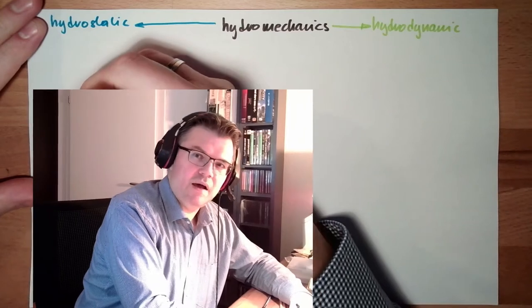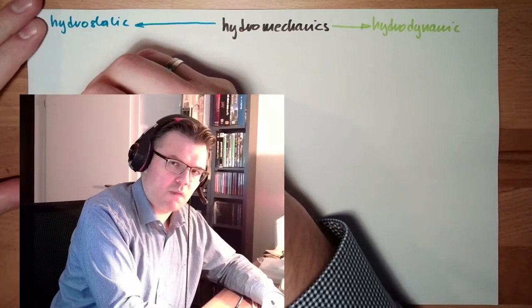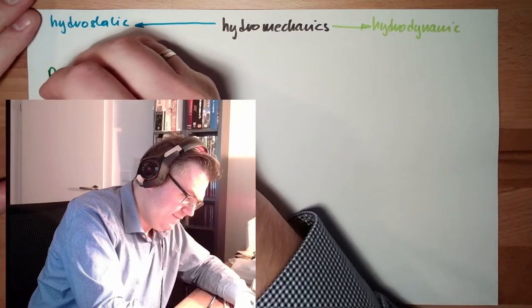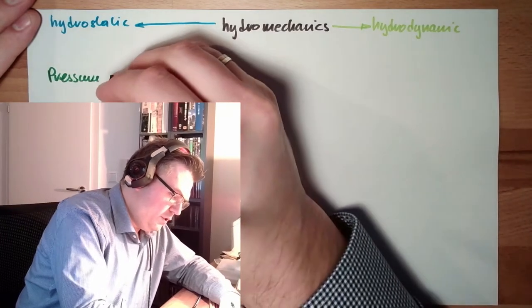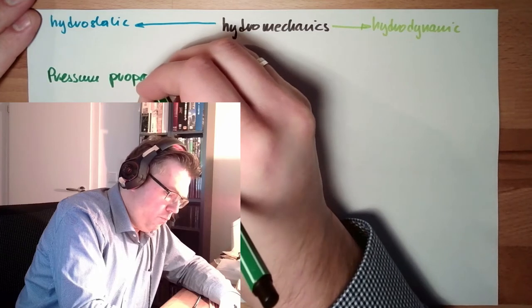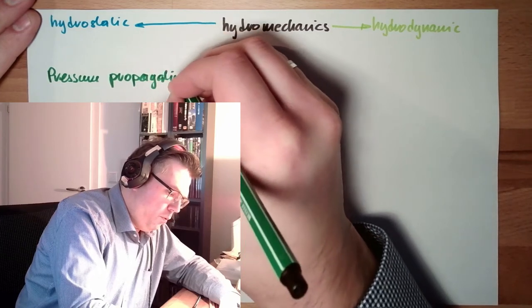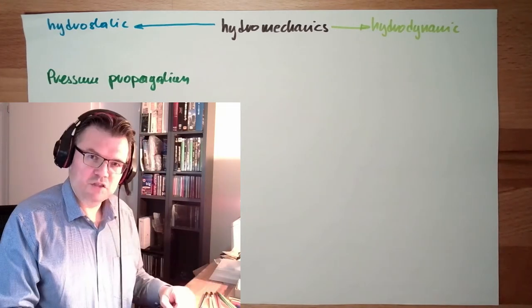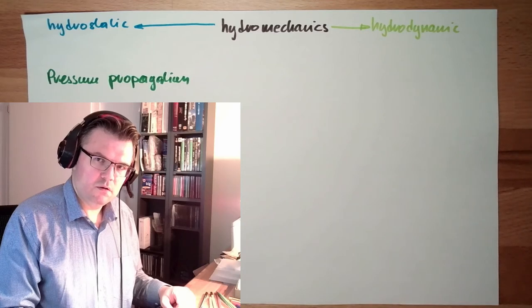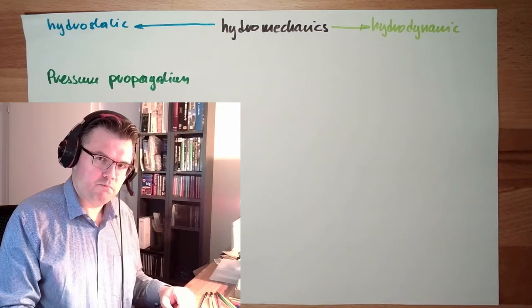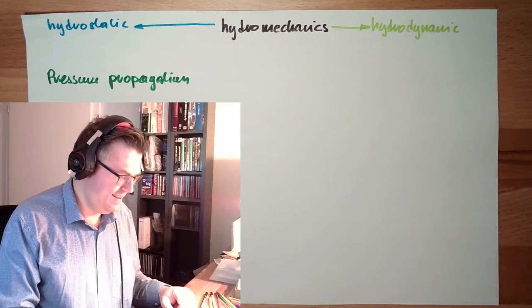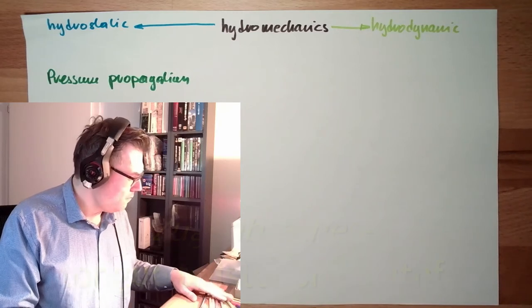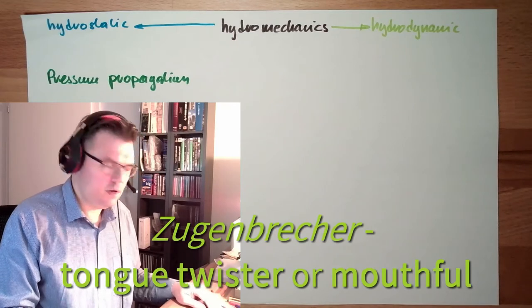Say this 100 times, pressure propagation. Pressure propagation, Druckfortpflanzung, German. Fischers fischt Fische. Pressure propagation. Note to myself, don't do this again. In German, this is called Zungenbrecher, tongue breaker. I'm not sure what the English term is.